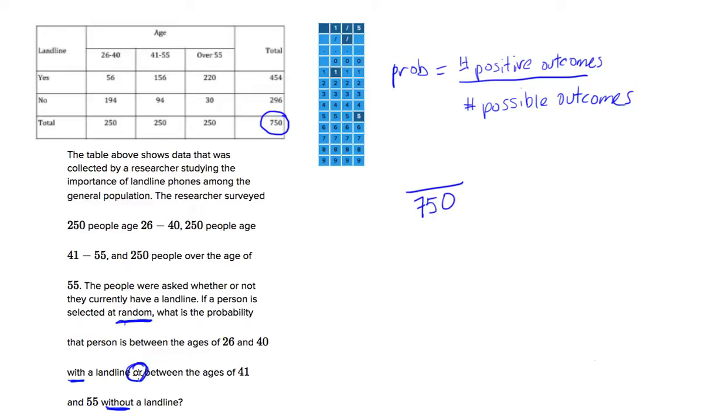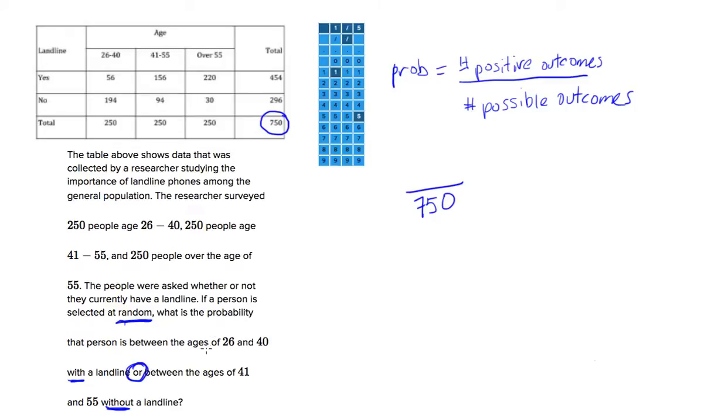Now this word or means that we want to know how many people fall into this category and combine them with how many people fall into this second category. So they could be either one piece or the other piece, one category or the other. So we have to include them together.